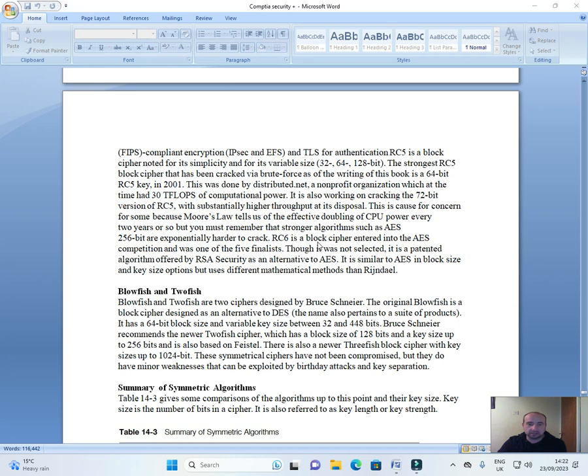RC6 is a block cipher entered into the AES competition and was one of the 5 finalists. Though it was not selected, it is a patented algorithm offered by RSA Security as an alternative to AES. It is similar to AES in block size and key size options, but uses different mathematical methods than Rijndael.